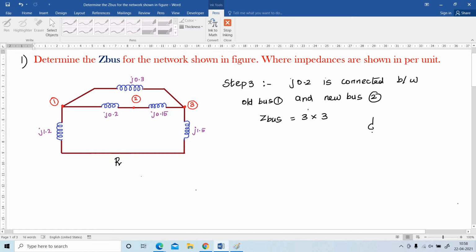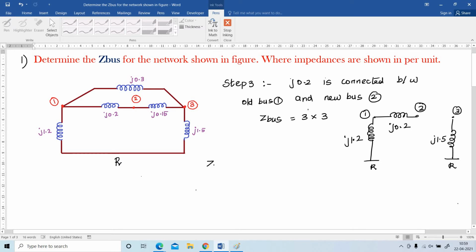Have to draw the diagram here. Reference, here 1, here 3, that is also connected to the reference bus. J1.2, J0.2, J1.5. Is there any connection between 2 and 3? There is no connection between 2 and 3.